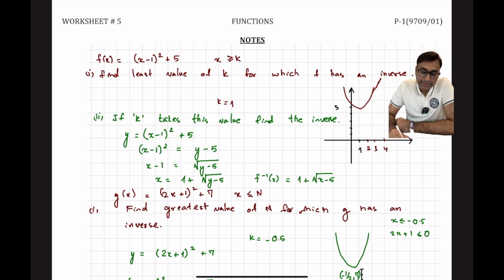So here the question says, x is greater than or equal to k, and find the least value of k for which f has an inverse. So if I take x greater than or equal to 4, then it will be a one-to-one function and it will not repeat itself.